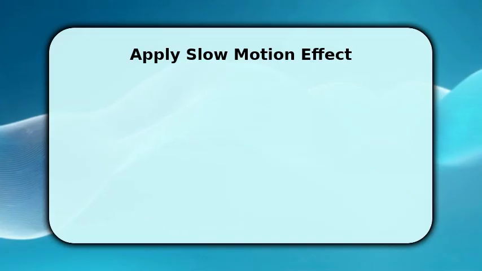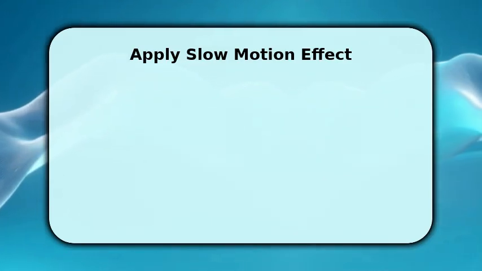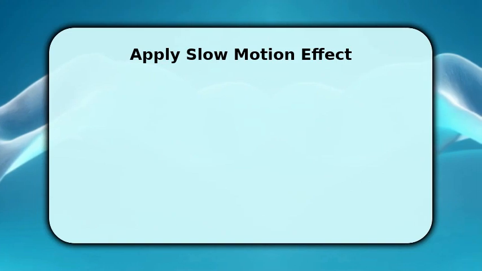Use the speed curve editor to ease in and out so motion looks natural, and make sure to enable optical flow or interpolation options when offered. These create intermediate frames and prevent stutter by estimating motion between.